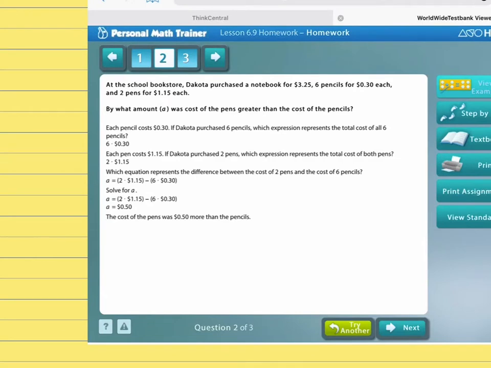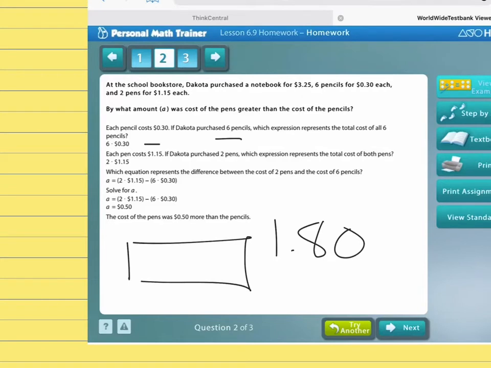Okay, so the total cost of the pencils, each pencil is 30 cents. They bought 6 pencils, so 6 times 30 should be $1.80 for that. And if you wanted to draw a model, I'd do a comparison bar. I'd go pens here and pencils here.